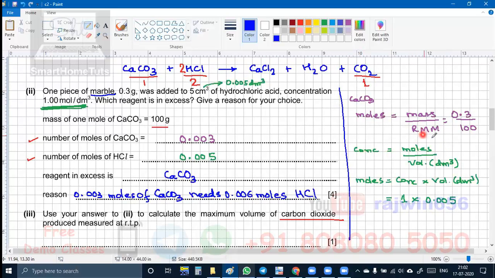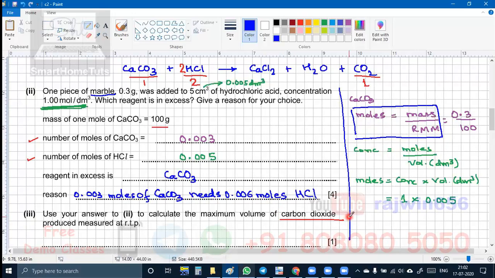RMM will be grams per mole if you are going to rearrange this formula. Okay, now the last part. Use your answer in 2 to calculate the maximum volume of carbon dioxide produced, measured at RTP, room temperature and pressure.